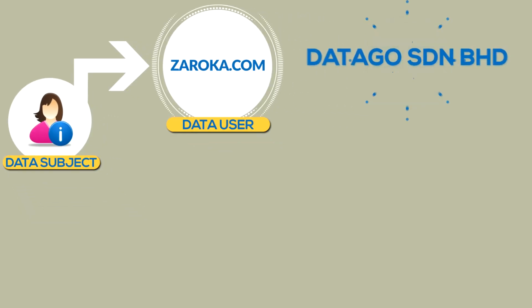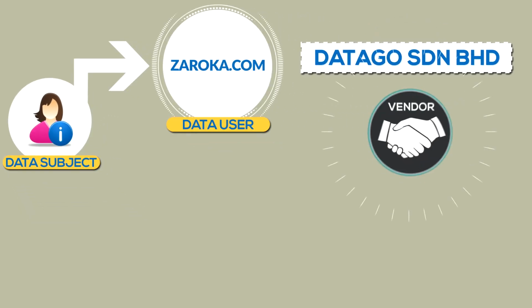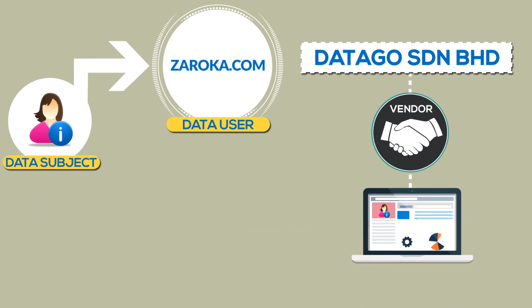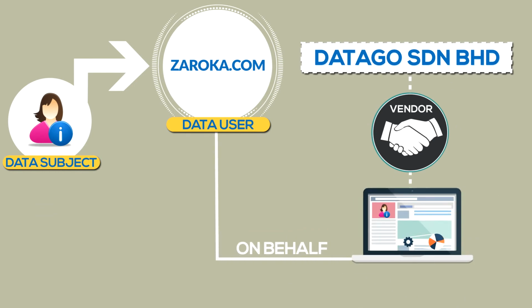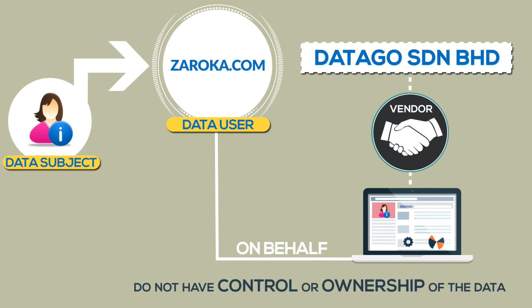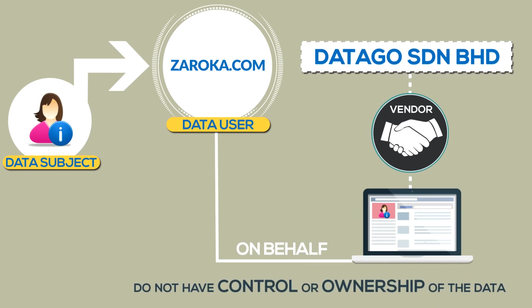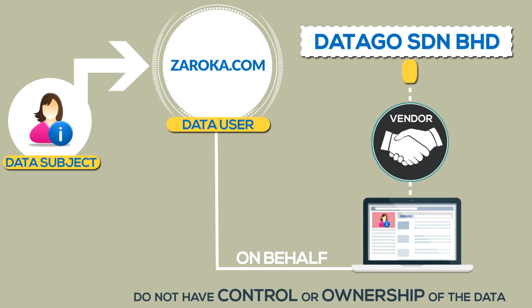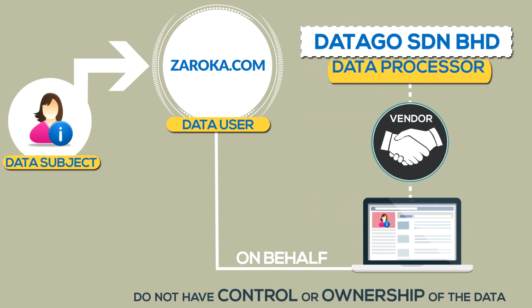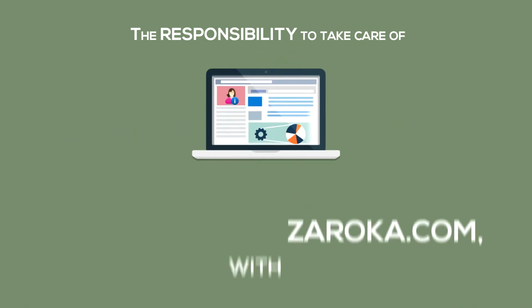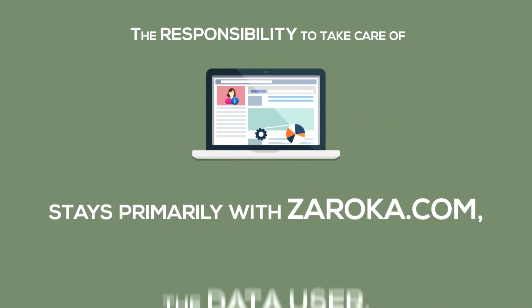Meanwhile, Datago SDN BHD is the vendor who is processing Mary's data on behalf of Zeroka.com. It is just carrying out a service and does not have control or ownership of the data. Datago SDN BHD is known as the data processor. The responsibility to take care of Mary's data stays primarily with Zeroka.com, the data user.